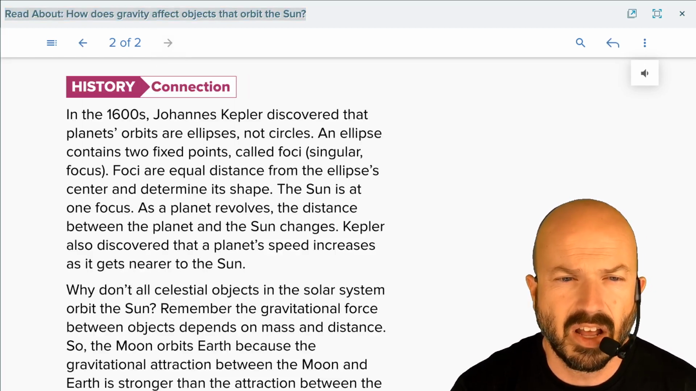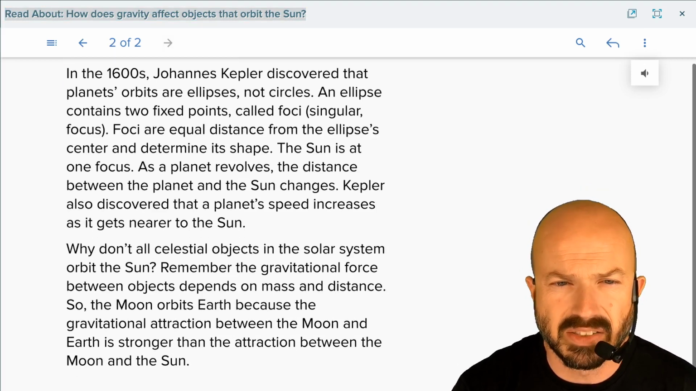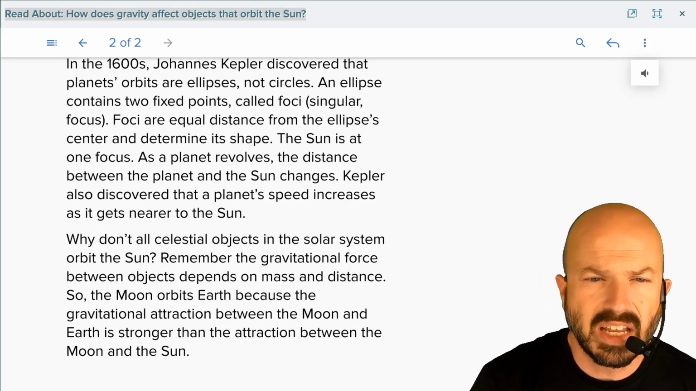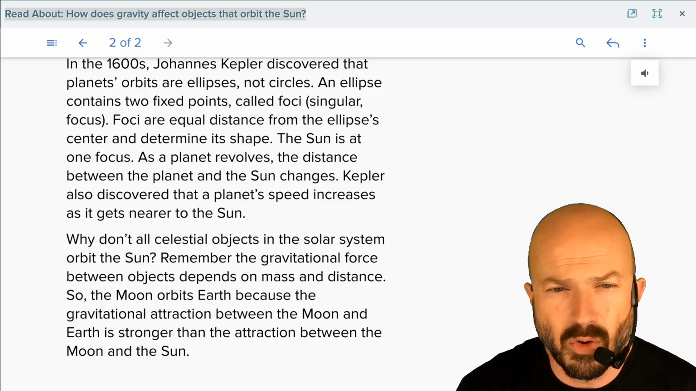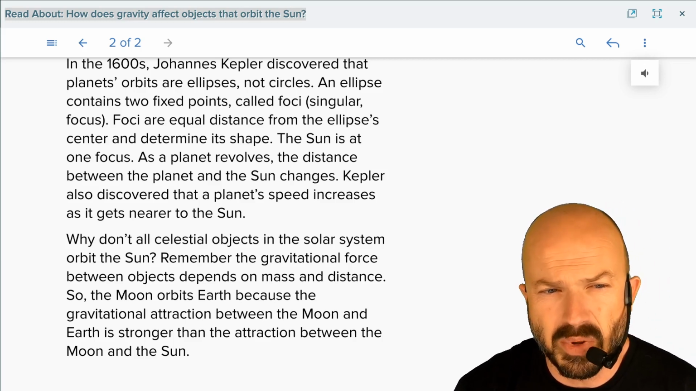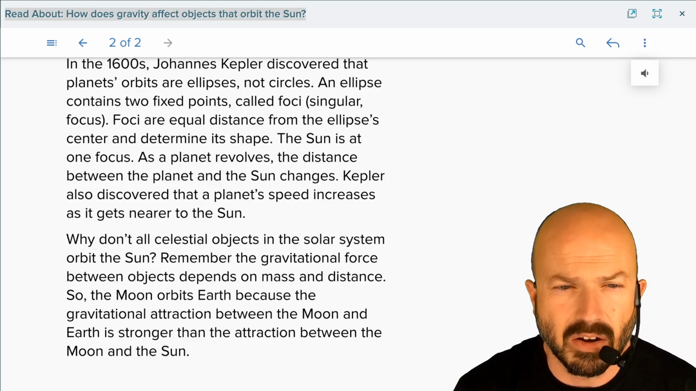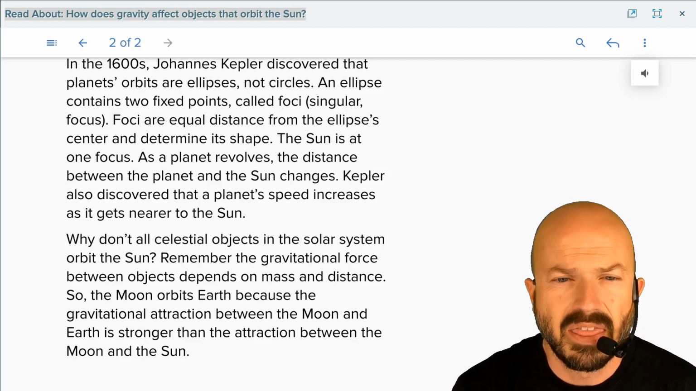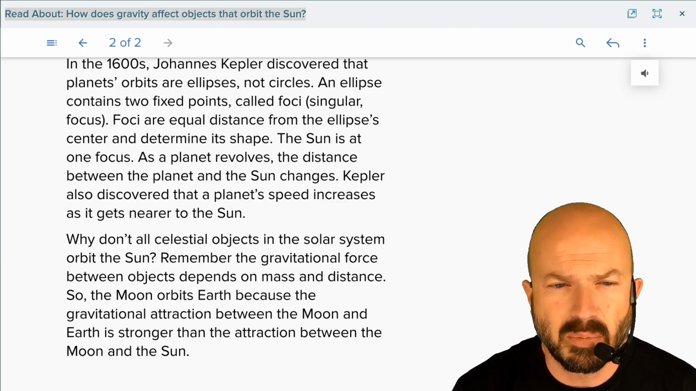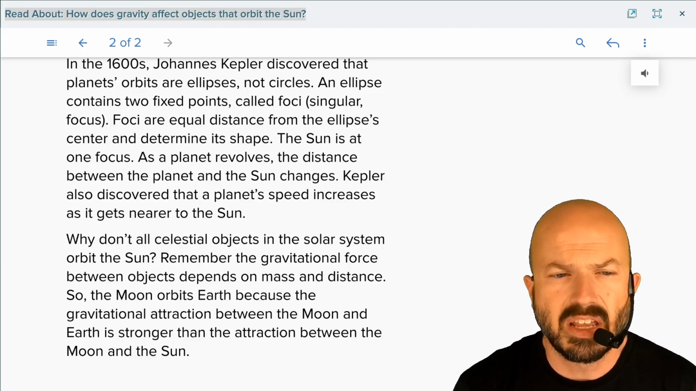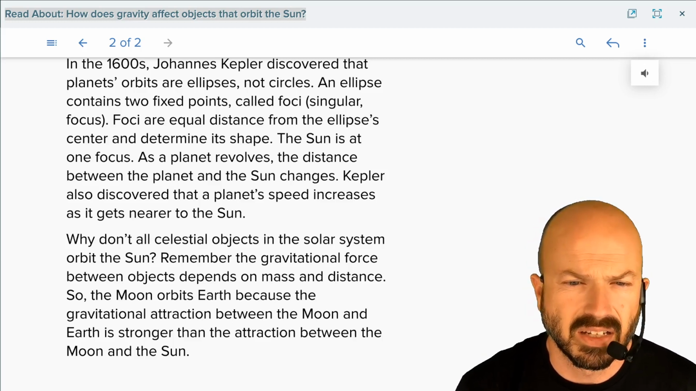So in the 1600s, Johannes Kepler discovered that planets' orbits are ellipses, not circles. An ellipse contains two fixed points called foci, the singular of which would be focus. Foci are equal distance from the ellipse's center and determine its shape. The sun is at one focus. As a planet revolves, the distance between the planet and the sun changes. Kepler also discovered that a planet's speed increases as it gets nearer to the sun.